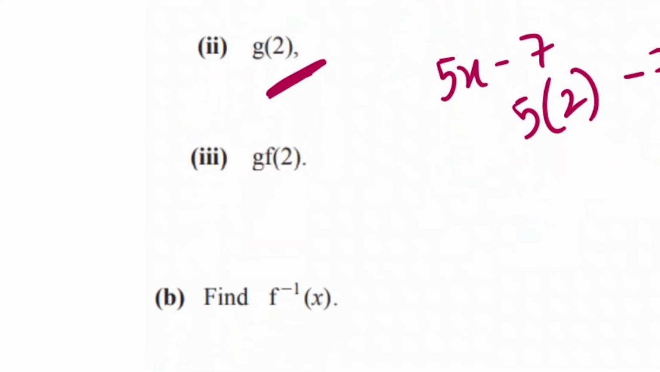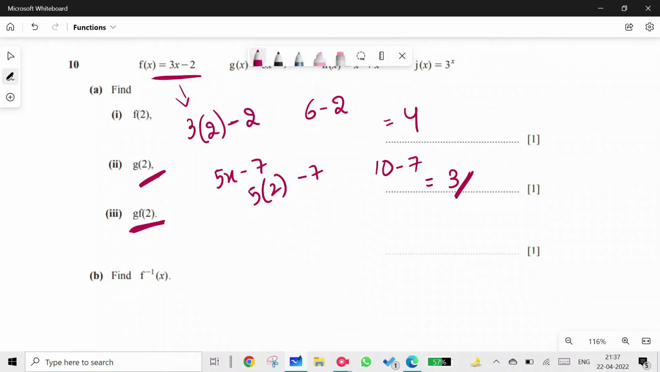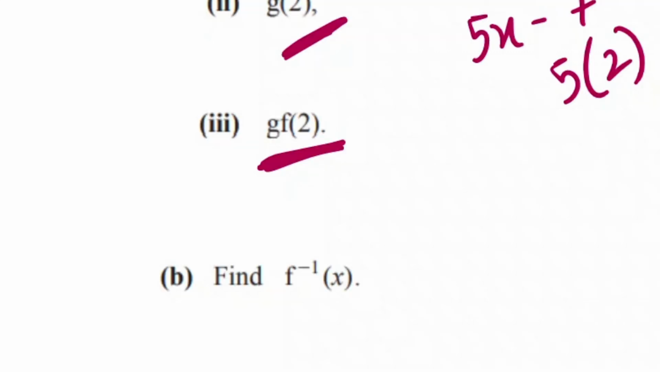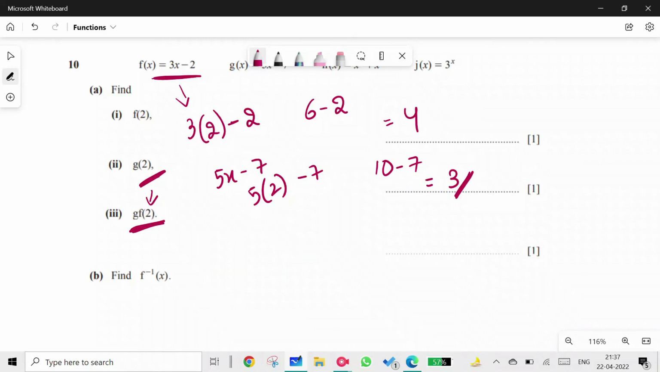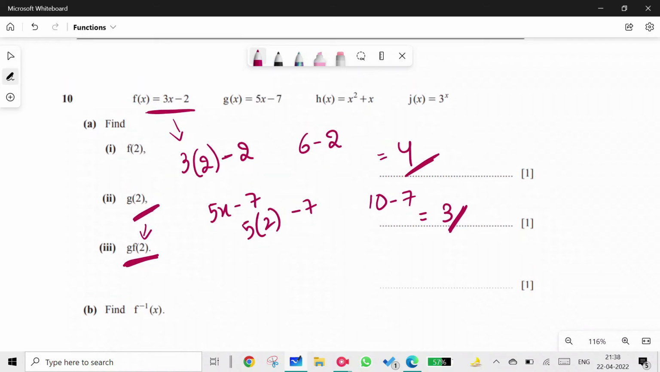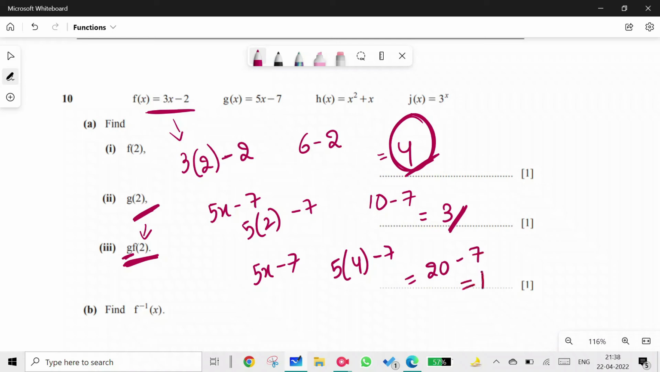Next, find out g of f of 2. So here the first thing that you do, since it's a composite function, always start from the right. So on the right hand side you have f of 2, right? So first figure out what f of 2 is. We already know the value of f of 2 is 4. Take that value and substitute it in the function g. So I'm going to take 5x minus 7, which is g. Now instead of x, I'm going to substitute 4 here because that is my value of f of 2. So that is going to be 5 into 4 minus 7, which is 20 minus 7. So the answer is 13.